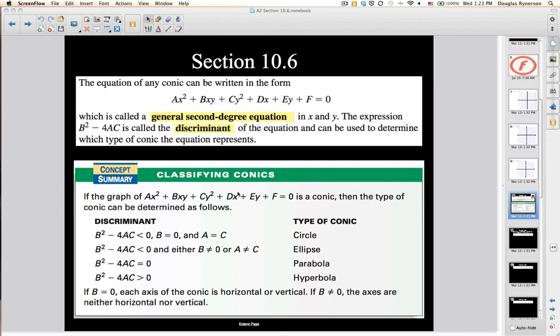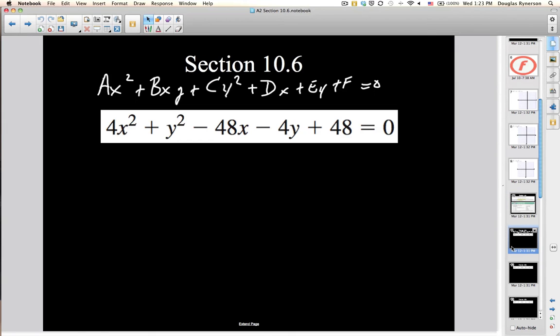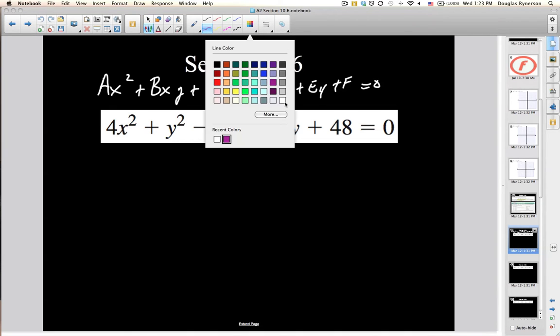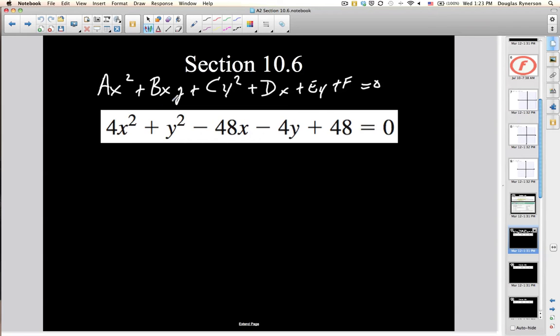So when I work with an equation, it would look like this. I have 4x squared plus y squared minus 48x minus 4y plus 48. Now if you look at b squared minus 4ac, you see b is the coefficient with xy, and there isn't one, so that's 0. Minus 4 times a, that's the coefficient with x squared, that's 4, times c, that's the coefficient with y squared, that's 1. So I end up with negative 16. The negative 16 is less than 0.